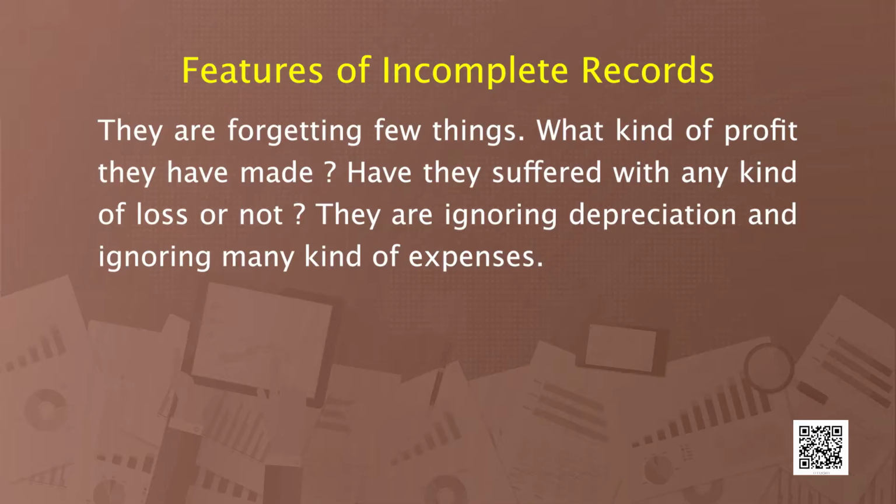Those small traders or any kind of merchants are maintaining records for just those people from whom they have to receive money and to whom they have to give money. But they are forgetting a few things. What kind of profit have they made? Have they suffered any kind of loss or not? They are ignoring depreciation. They are ignoring many kinds of expenses. That's why such a system of accounting for incomplete records is known as unsystematic, right?